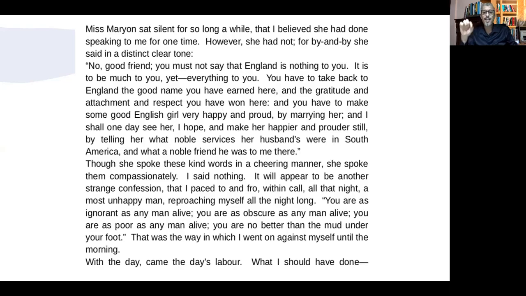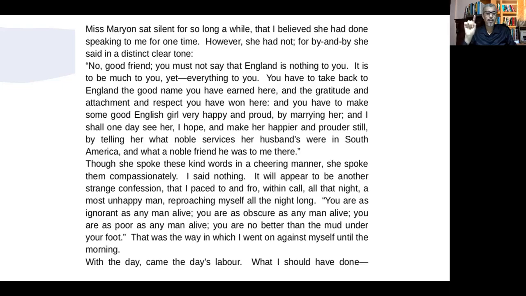Though she spoke these kind words, pay attention to this, in a cheering manner, she spoke them compassionately. And this is the clear voice of Charles Dickens and Wilkie Collins. This is compassionate, because, you know, Charles Dickens especially was very angry because of what happened in India at the time, because of the mutiny. They called it mutiny. Compassionately, I said nothing.